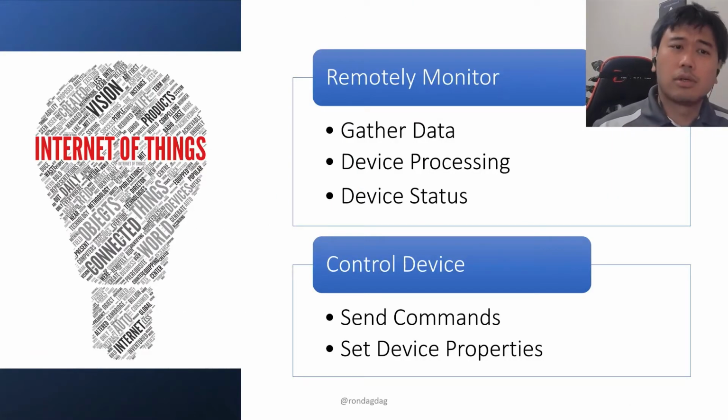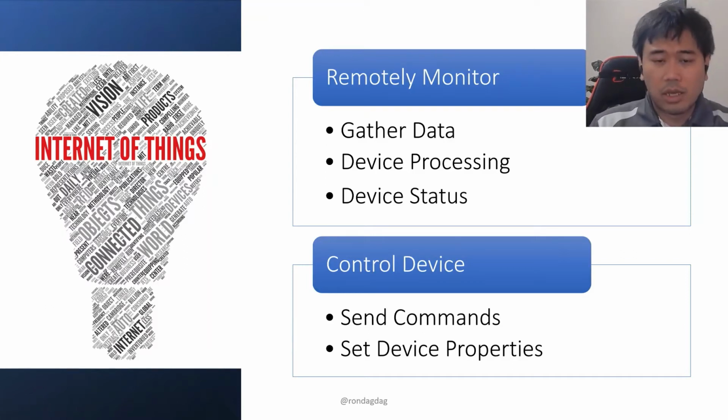There are two goals that you want for an Internet of Things system. One is to remotely monitor or control that device. Remotely monitor is when you start gathering that data, or sometimes you might want to do some device processing where you process your data at that device, or you know the device status. Another one is controlling that device. It's when you send a command from the cloud to the device and set, like, a device property or reboot or do some other updates.